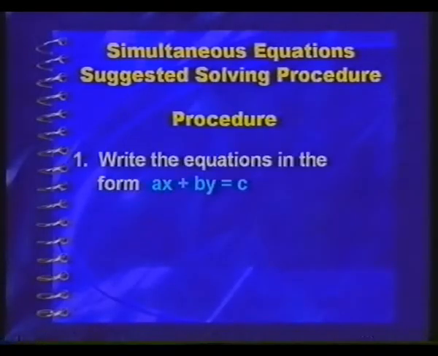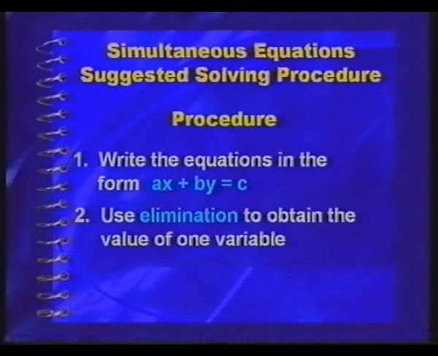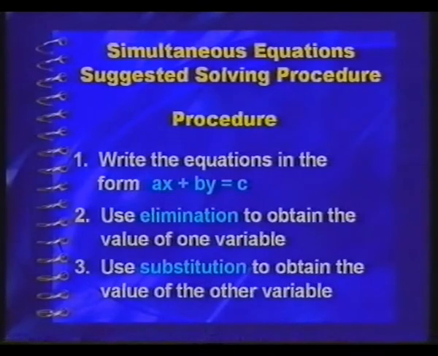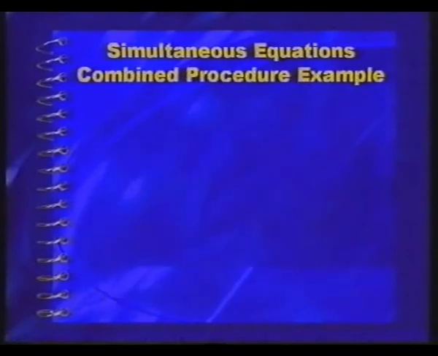Now both methods are fine. What I suggest is that you use a sort of combination of the two methods. What I always do is I do the substitution method last. I first start with the elimination method. I'll get one of the variables and then I use substitution to get the full result. And that's what I've got here on the screen. So the suggested procedure is to write the equations in the form ax plus by equals c. Use the elimination method to obtain the value of one variable, and then you use the substitution to obtain the value of the other.